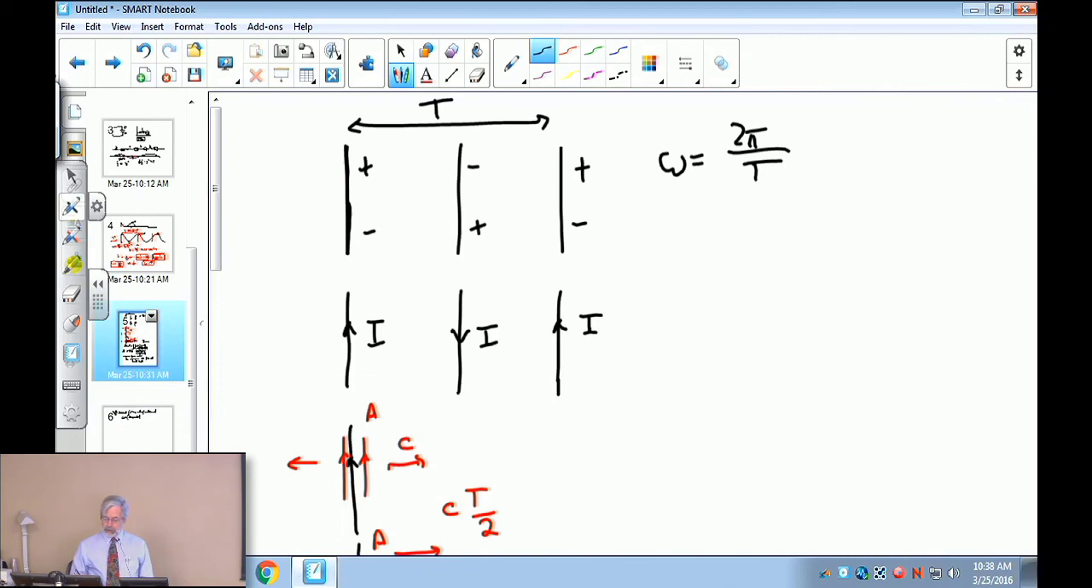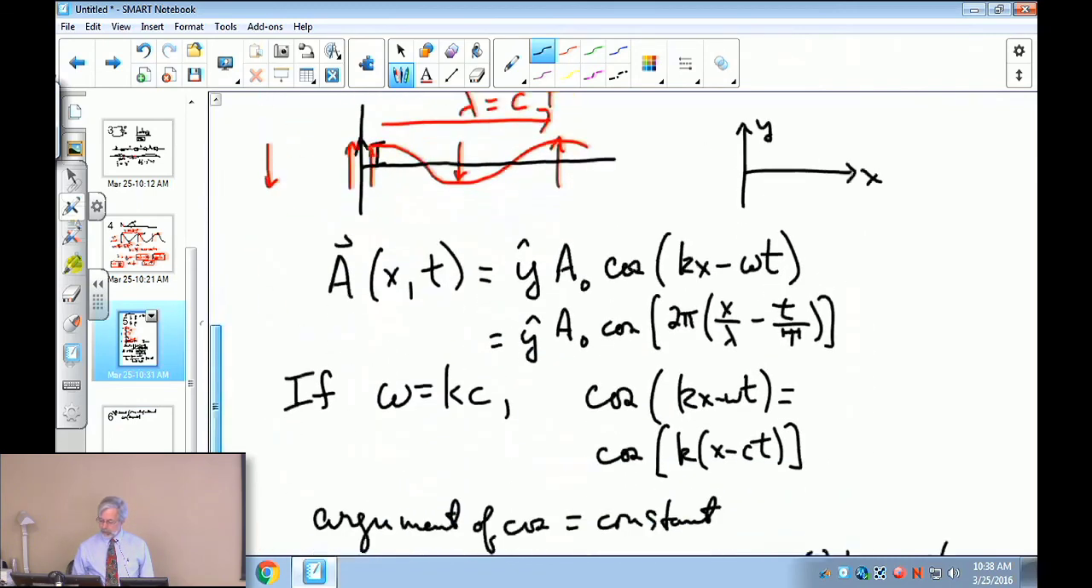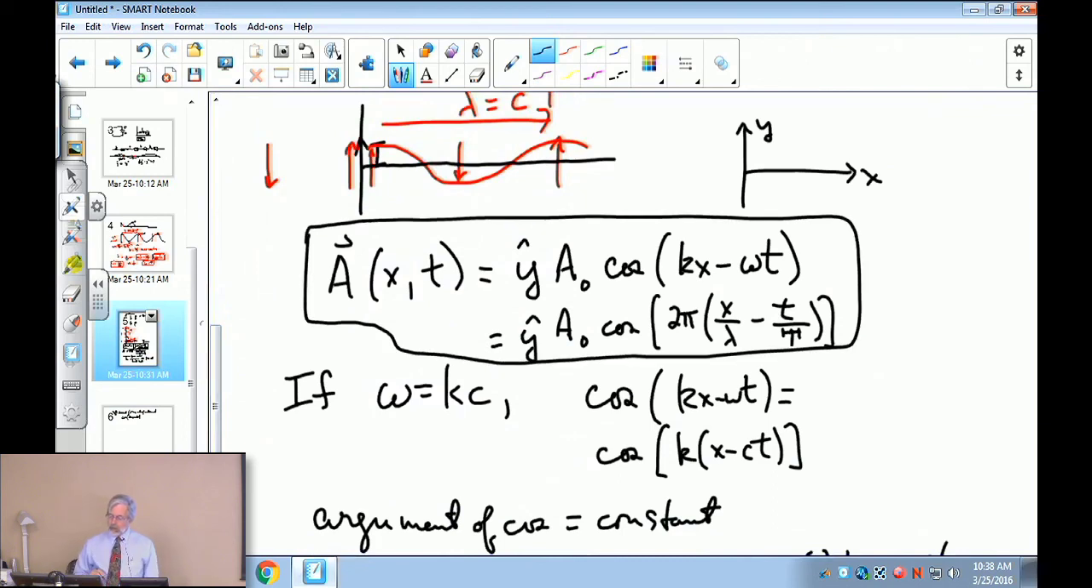But let's investigate the behavior of this A field a little bit. Let's start with this. So that's a right traveling wave. It's the A field that would be generated by an oscillating current in a dipole oriented in the y direction, and the direction of propagation is to the right. Now notice again, like we've often found, the direction of the vector is perpendicular to the direction of propagation, right? Those are different things.